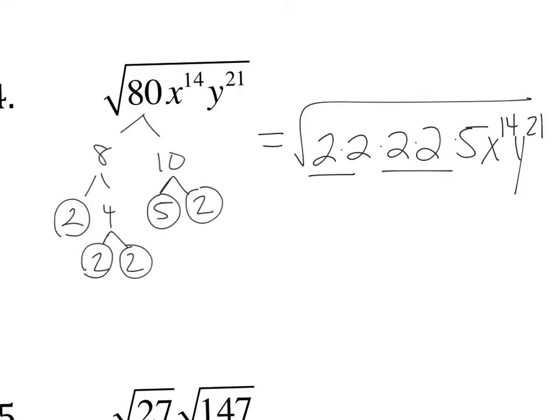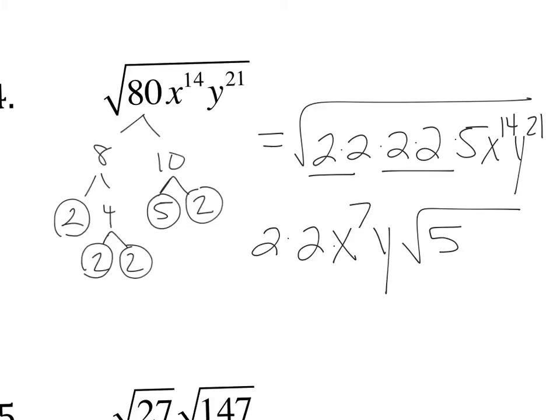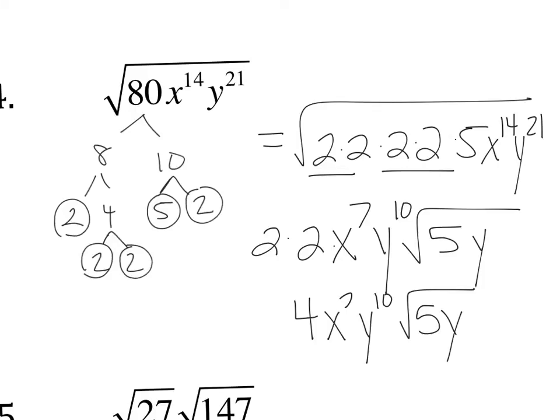Again, you're looking for pairs of numbers. So you've got 2 pairs of 2s. The 5 stays inside. For the x's, we do 14 divided by 2, which is 7. 21 divided by 2 goes in evenly 10 times with 1 left over. So on the outside this time we have to multiply those numbers, and then on the inside 5 and y are left.